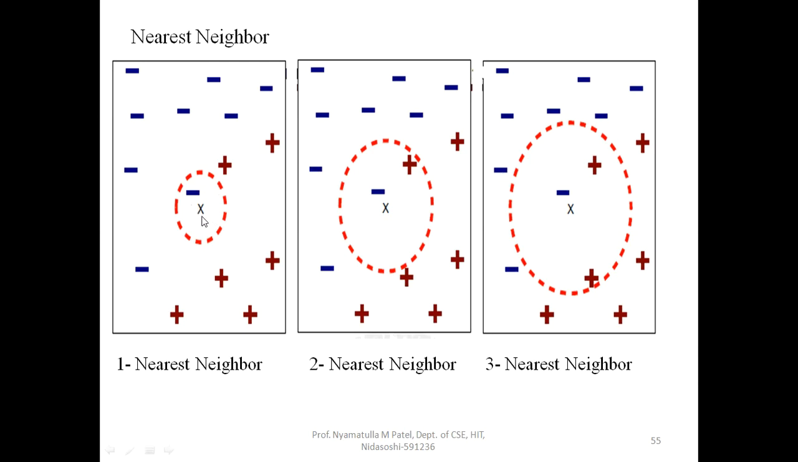So, here you take one nearest neighbor. This is a point x. This is the only one nearest neighbor in this class. This is 2 nearest neighbors. Here, of the 2 nearest neighbors, one is positive and one is negative. So, here this is a negative. This point will be assigned a negative value, whatever is the class of this negative point will be assigned to this.